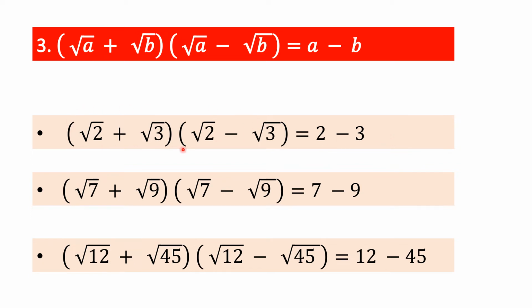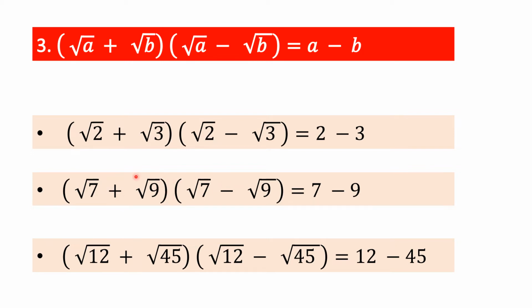If you sit and solve all these, you'll be wasting your time, right? Instead you can use the formula and easily get minus 1. Okay. Now the next one, again an example: root 7, root 9, root 7, root 9. Both have the same numbers inside the bracket, one is plus and one is minus, and the common sign is multiplication.